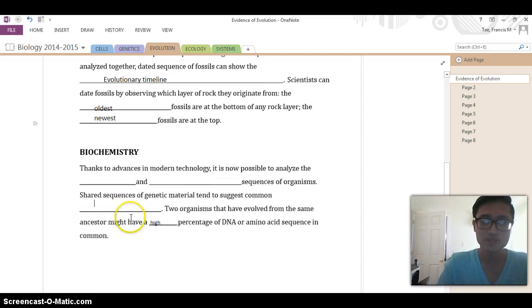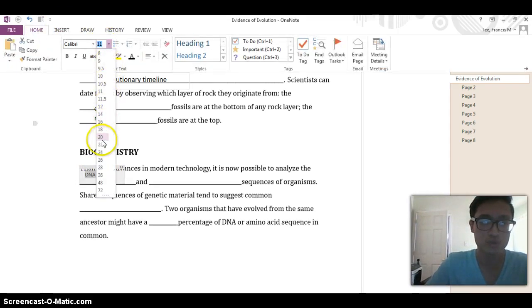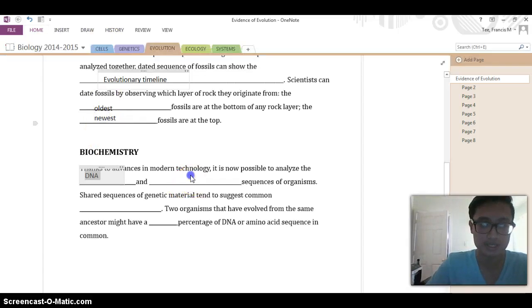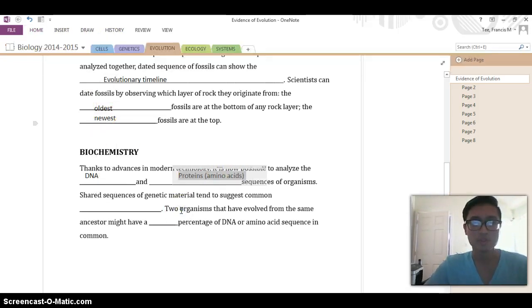Okay. So thanks to advances in modern technology, it is now possible to analyze two sequences. The first sequence, like I said, is our DNA sequence. Those are going to be our nucleic acids. But besides nucleic acids, we could also look at amino acids, which are our proteins. So when we look at our DNA and our amino acid sequences, we can figure out how much of that is shared.